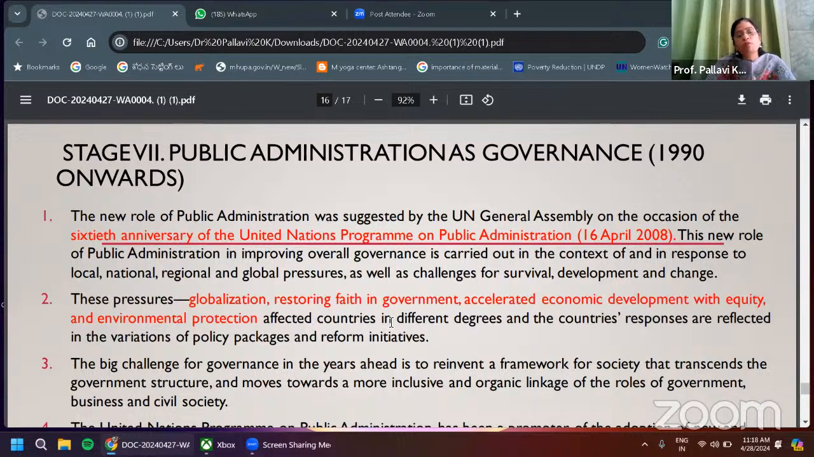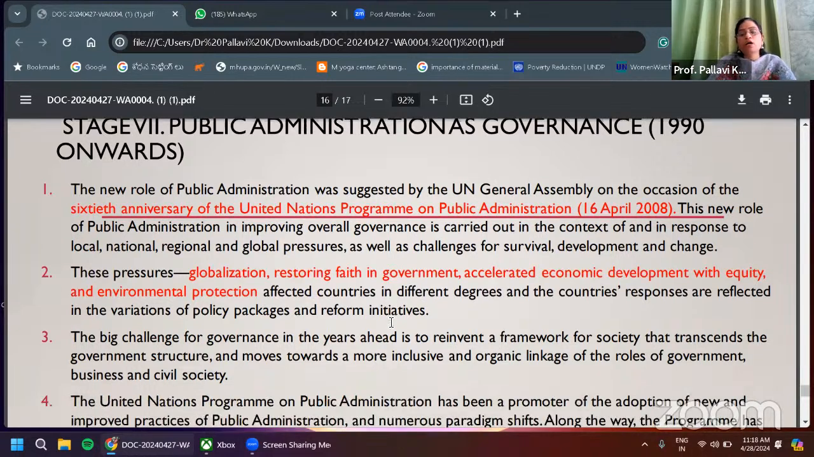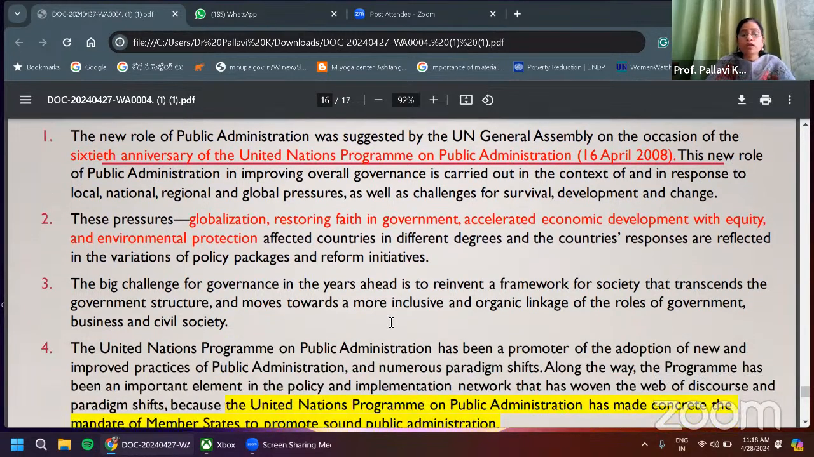Now, the new role of public administration was suggested by the UN Assembly. What it has suggested is that overall there should be improvement in governance, in response to the local, regional, national, and global pressures, as well as challenges.